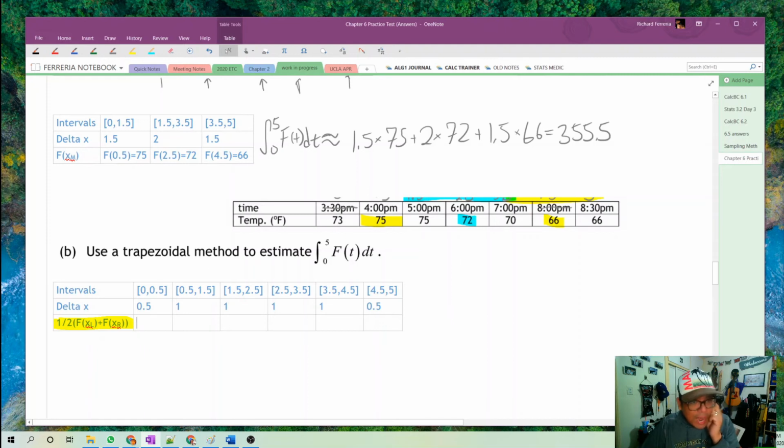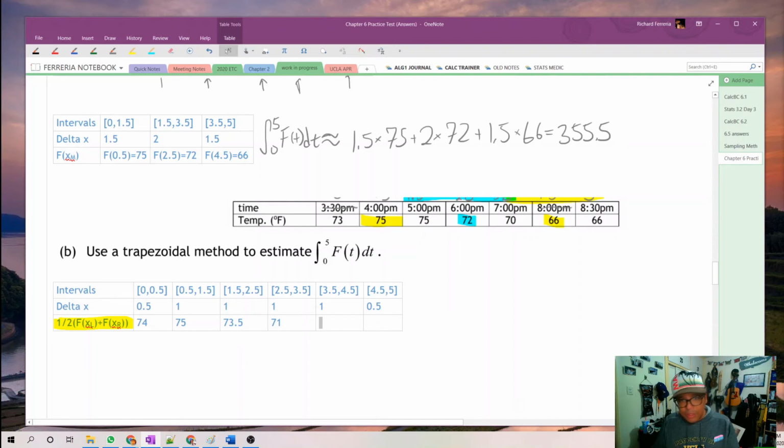So the first one, what is the average of 73 and 75? Well, that is 74. Next one, what is the average of 75 and 75? Well, that's 75. Next one, what's the average of 75 and 72? Well, that's 73.5. Next one, what's the average of 72 and 70? That's 71. Almost finished. What's the average of 70 and 66? That is 68. And finally, what's the average of 66 and 66? Well, that's 66.